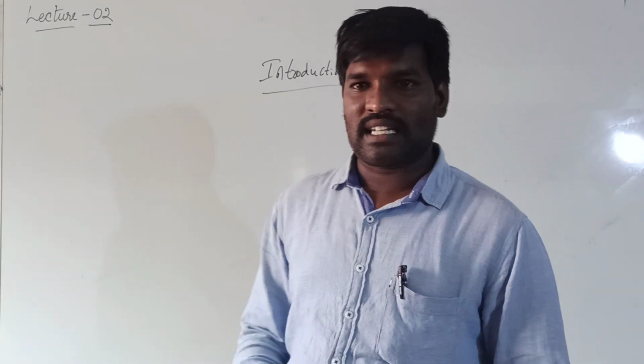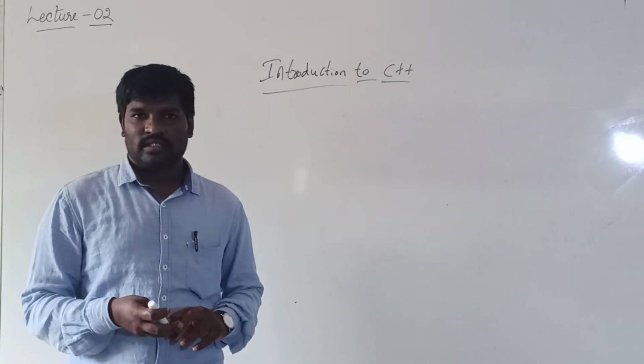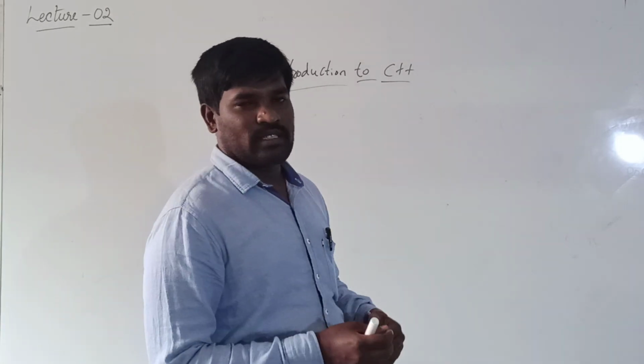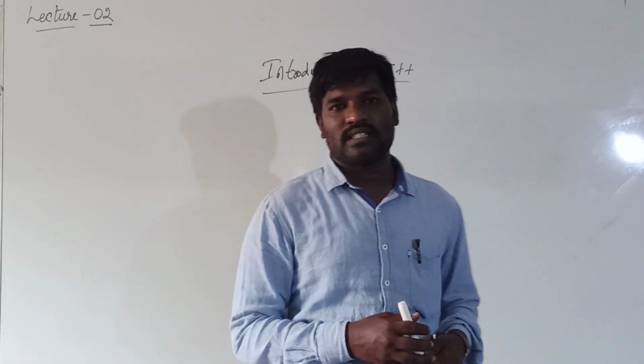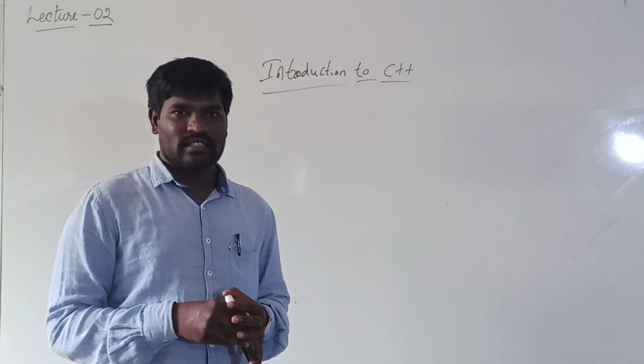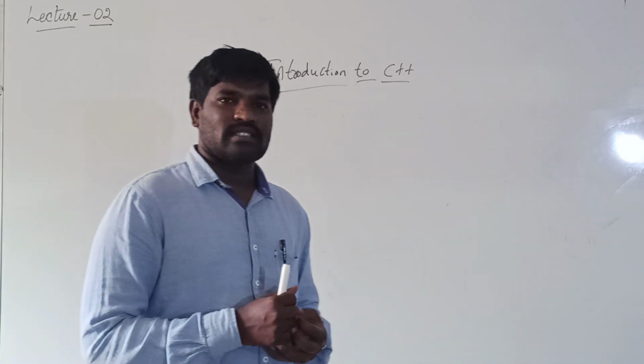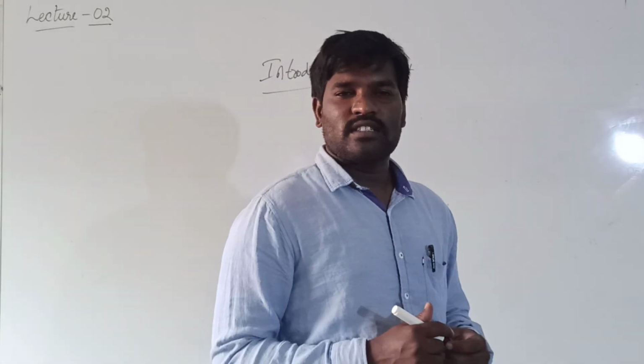So dear students, in the last class we discussed the introduction to C++. In the introduction to C++, we already discussed the characteristics of C++, and the second one is the character set. There are three types of character set. First one is alphabets, second one is digits, and third one is special symbols.